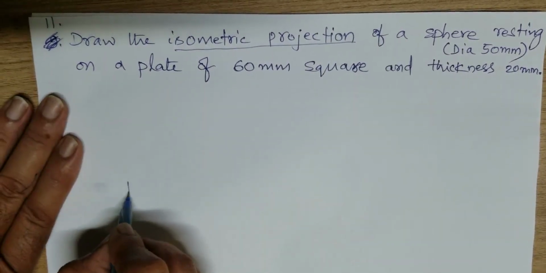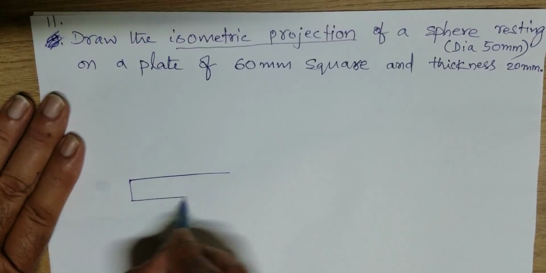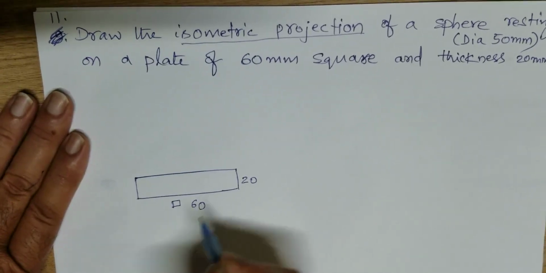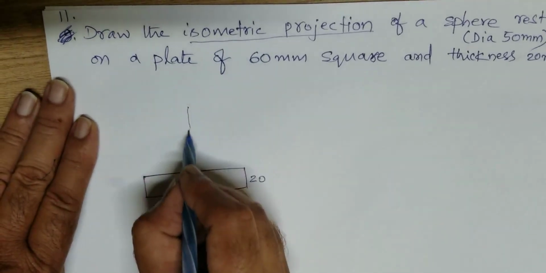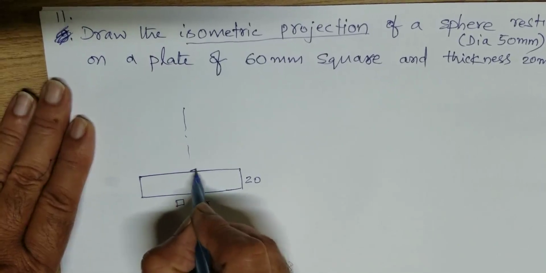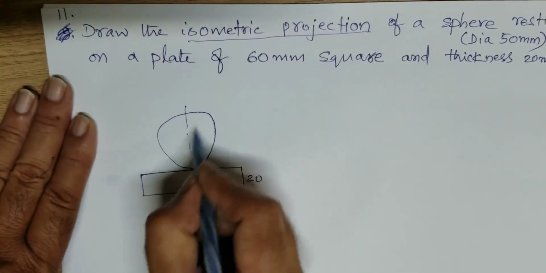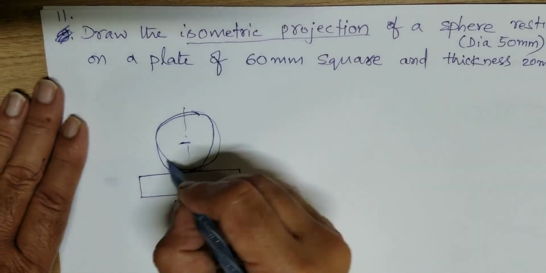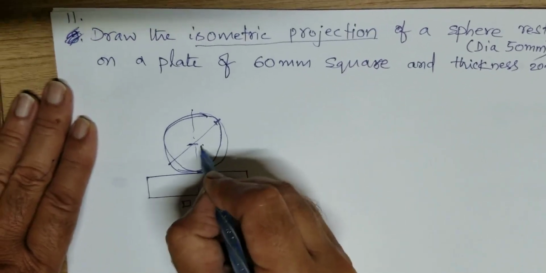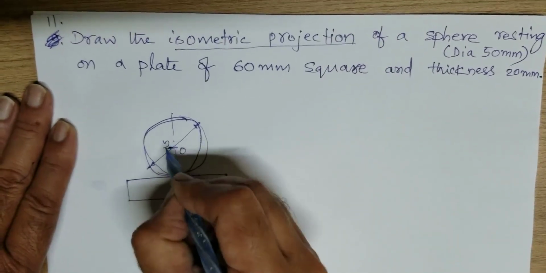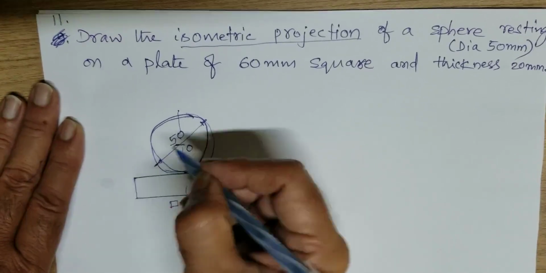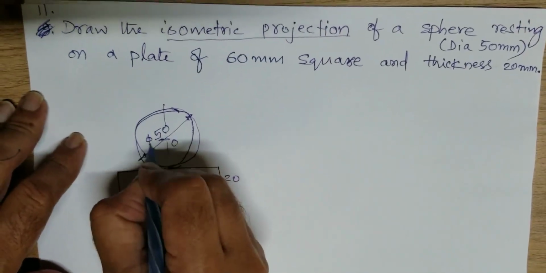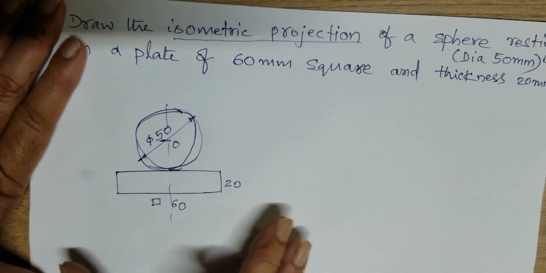So how will it be? There is a plate of 20 mm thickness. It is 20 mm. It is square of 60. Right? Then at the center the sphere is resting. Sphere in the sense some kind of circle will be there. The dia of this circle is 50 mm. So from this point to this point, let us say this is O, it is 50 mm. This we can write as phi 50, the dia. Now this is the orthographic projection.